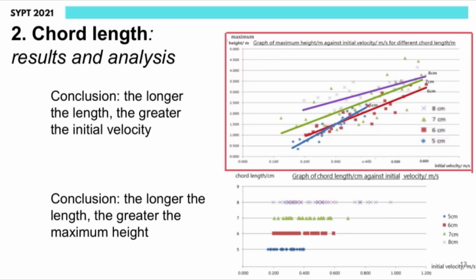In our second experiment, we investigated how the chord length affects the maximum height and the liftoff. This graph shows maximum height against initial velocity for various chord lengths. The 8 cm blade has the greatest maximum height. We can conclude that the longer the chord length, the higher the maximum height.